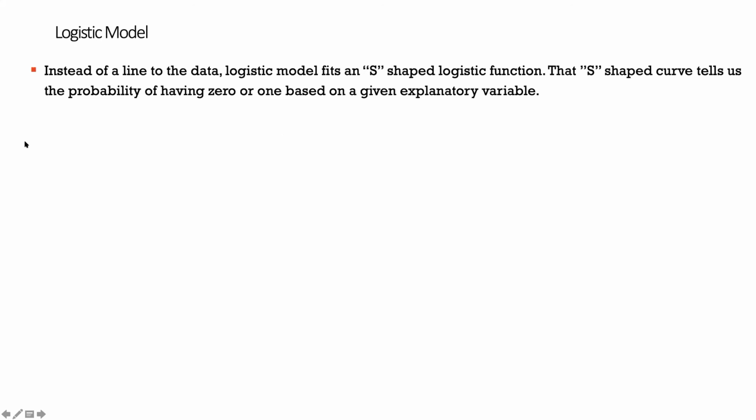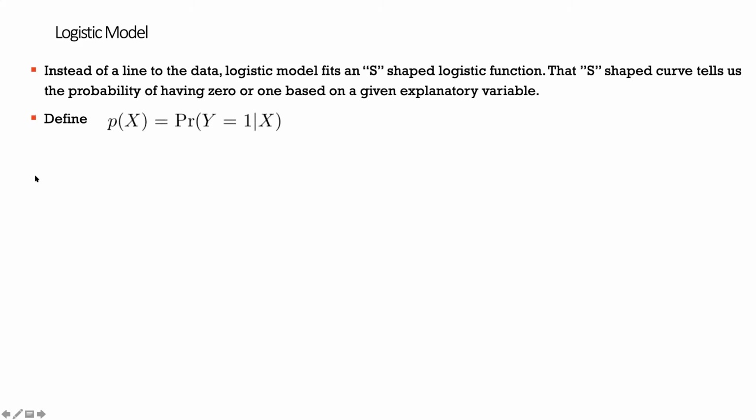So here is the logistic model. We have already seen that. This is important, guys. Please keep in mind that instead of a line, you remember the line from classical regression, we are just using an S-shaped logistic function because you are finding probabilities. This S-shaped curve gives us the probability of having 0 or 1 based on a given explanatory variable. This is what's happening. It is that easy. It's one of the easiest topics in statistics to understand.